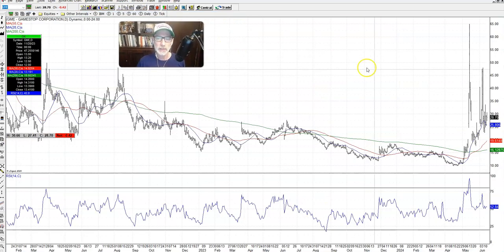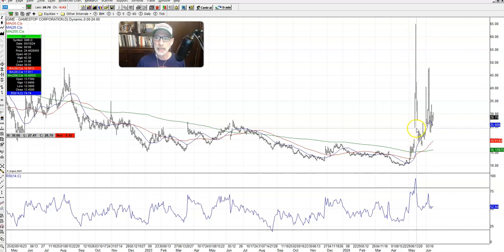GameStop, Roaring Kitty, came out of the woodwork again. Look at GameStop, it rallied up and then just got knocked right back down. Went up, got knocked back down. These are the types of trades that lure traders in, these speculators that want to make money really fast. They don't have a lot of money to play with, and then they end up buying at the top and then they get burned.